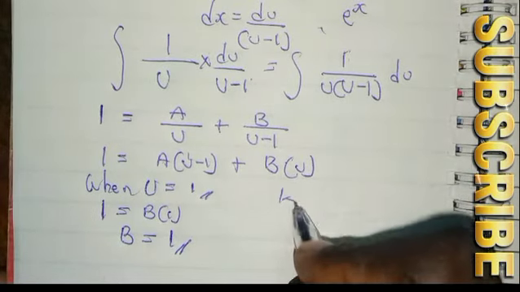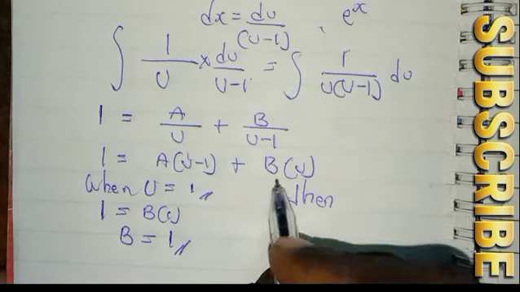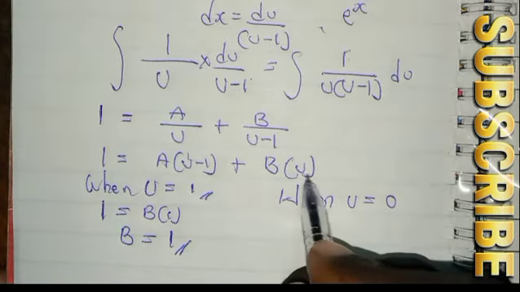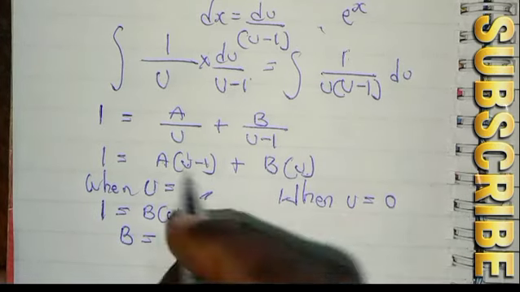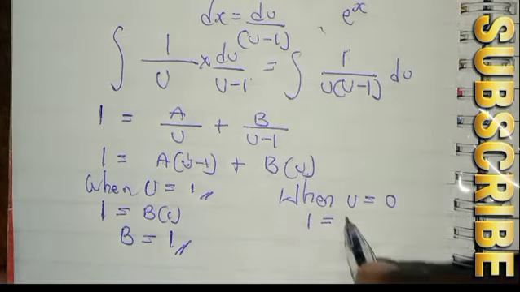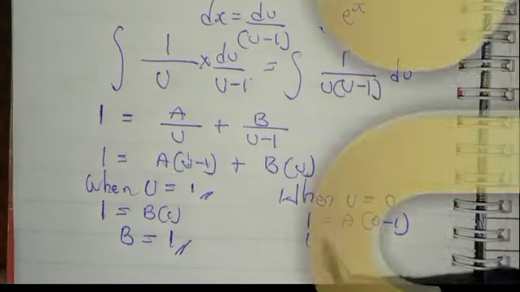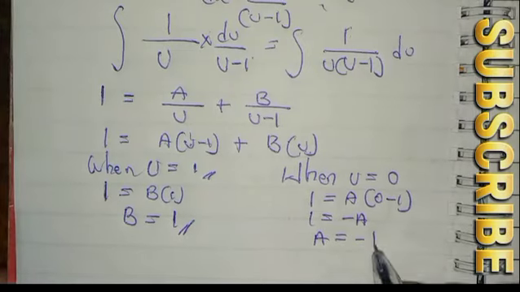So now let's solve for A also. So how do we eliminate this? You can just say let u be equal to 0, right? So B multiplied by 0 is 0. And here we are going to have 1 is equal to A multiplied by 0 minus 1, right? So we have 1 is equal to minus A. Therefore, A is equal to negative 1, right?